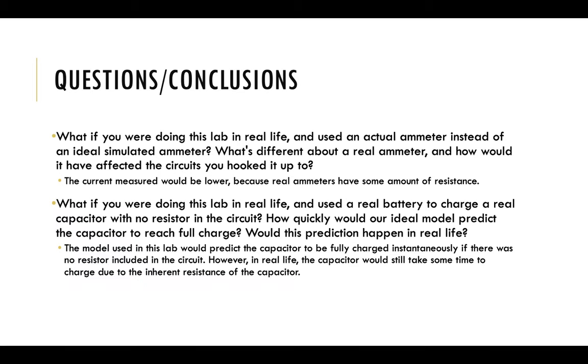Questions, conclusions. What if you were doing this lab in real life and used an actual ammeter instead of an ideal simulated ammeter? The current measured would be lower because real ammeters have some amount of resistance. What if you were doing this lab in real life and used a real battery to charge a real capacitor with no resistor in the circuit? How quickly would our ideal model predict the capacitor to reach full charge? Would this prediction happen in real life?